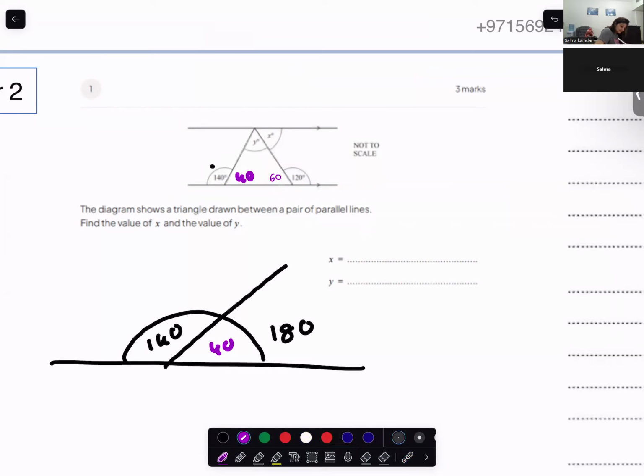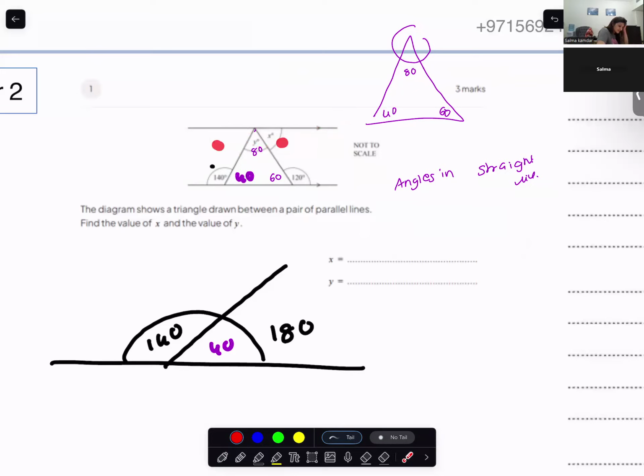Now there is no scope to use a straight line over here because I have to find this also and this also. Nothing like that. Now what I can do is I can use a Z. If this is 60, this will also become how much? 60. So my x is 60 degrees and y is 80 degrees. Here I have used the property of the sum of all angles of a triangle. Here I have used the property of alternate angles.